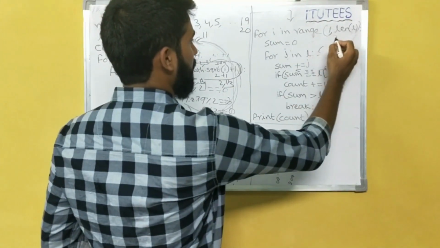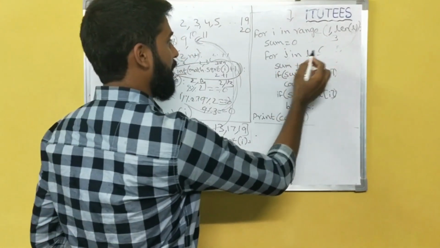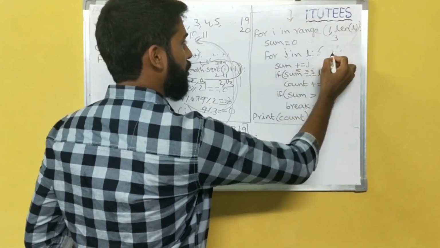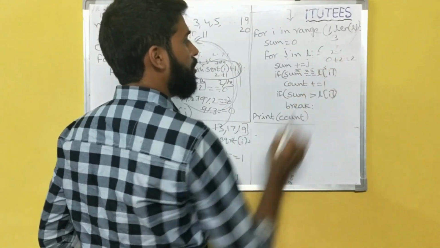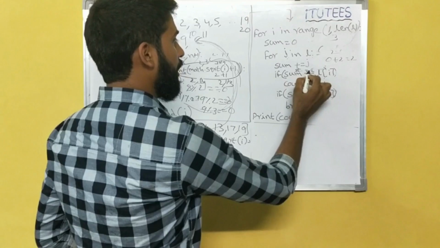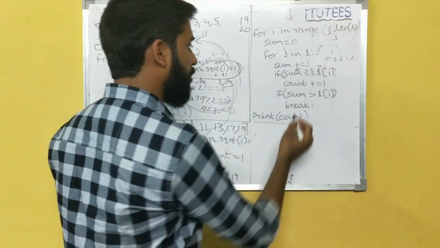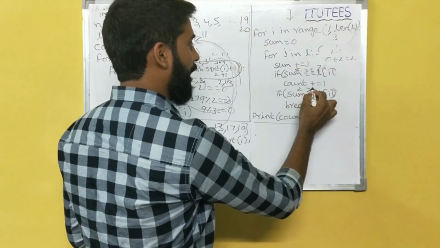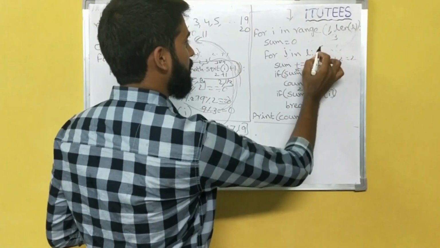I value becomes 3. Sum equals 0. J in L, so j equals 2. Sum equals 0 plus 2 equals 2. 2 equals 7? No. So you go to here. 2 greater than 7? No. Go to next iteration. That means no.